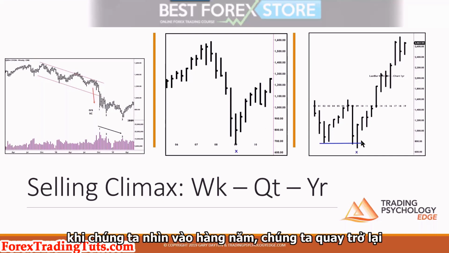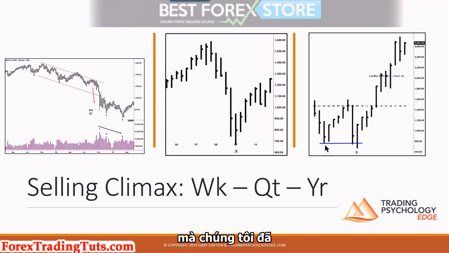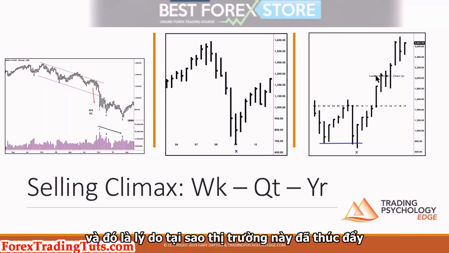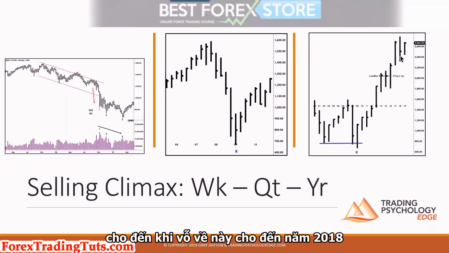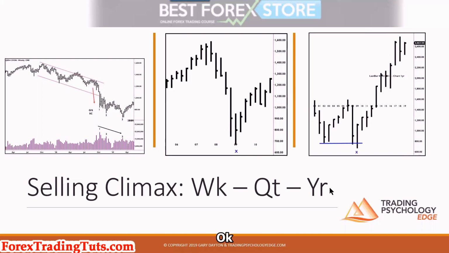When we look to the yearly, we go back and we see we are in yearly support, and this created a yearly spring in 2009. And that's why this market has driven all the way up until 2018, where we have the first down bar on a yearly basis. Okay, but that's our climax in 2008 and 2009.